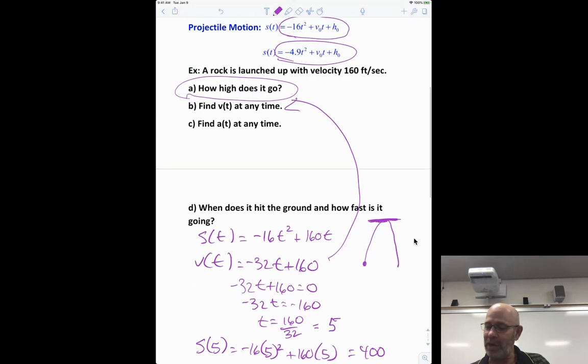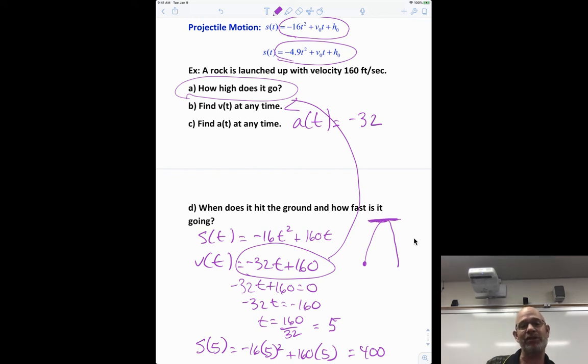Next question was find the acceleration at any given time. The acceleration at any given time is just the derivative. Remember, acceleration is the derivative of velocity. So acceleration is the derivative of negative 32t plus 160, just negative 32, which is that gravitational constant, right? And then the last question is, when does it hit the ground and how fast is it going?